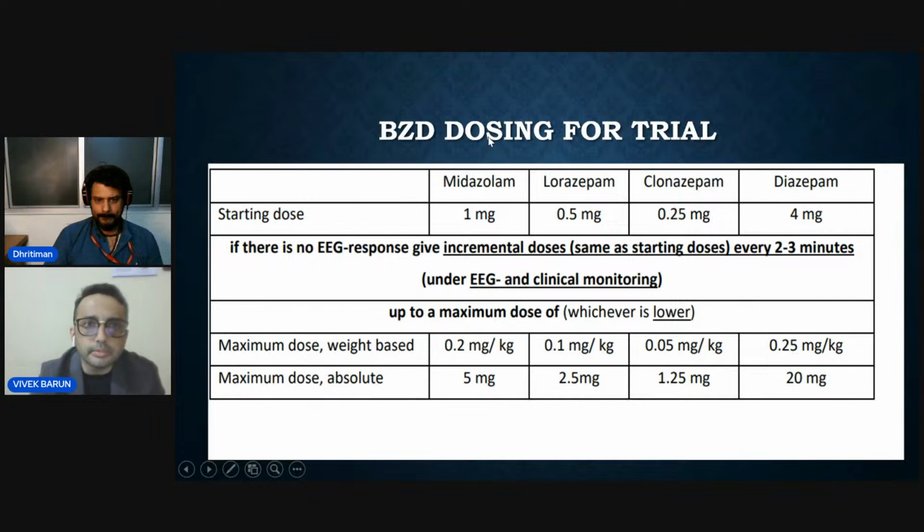Similarly, for benzodiazepine, midazolam is preferred over lorazepam for the challenge. Why? Because midazolam has a faster onset of action and the effect is short lasting, so that the patient won't become very drowsy. You have to give 1 mg, and every 2 to 3 minutes you can give 1 mg till you have reached 5 mg.